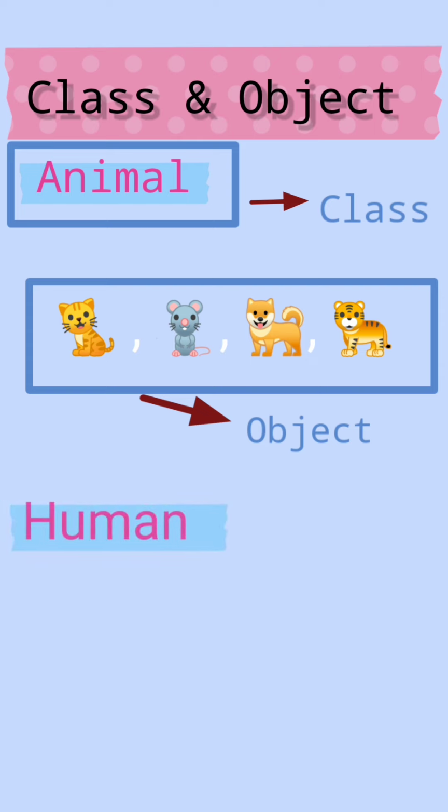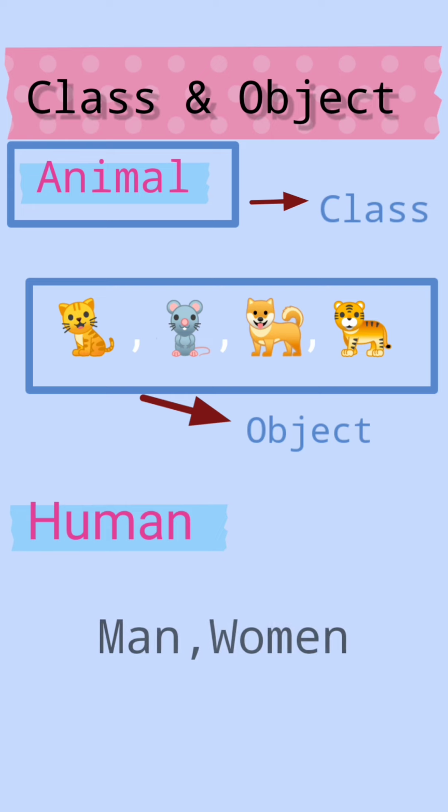Let us see another example. Human being. Human being is also a class with man and woman as its objects. So we can say a class is a blueprint or a model, and an object is a real-life thing which belongs to a particular class. There are similarities between different objects of a particular class as they acquire their properties from the same class.